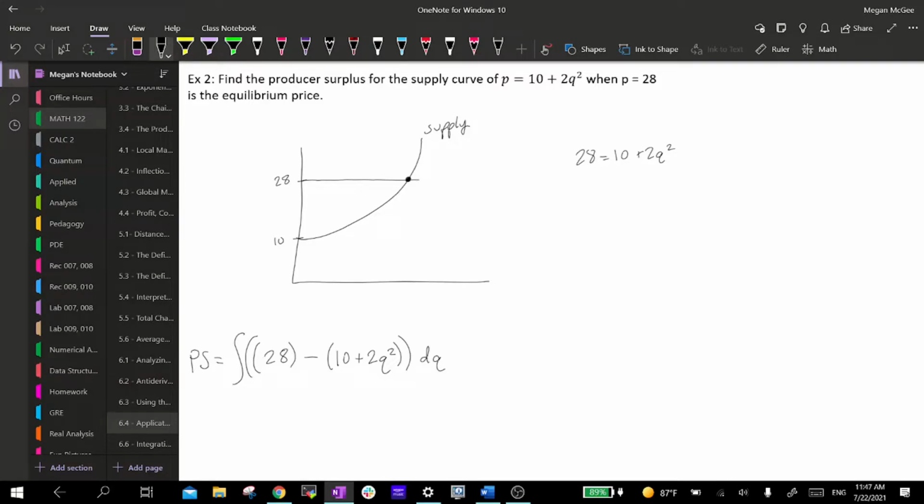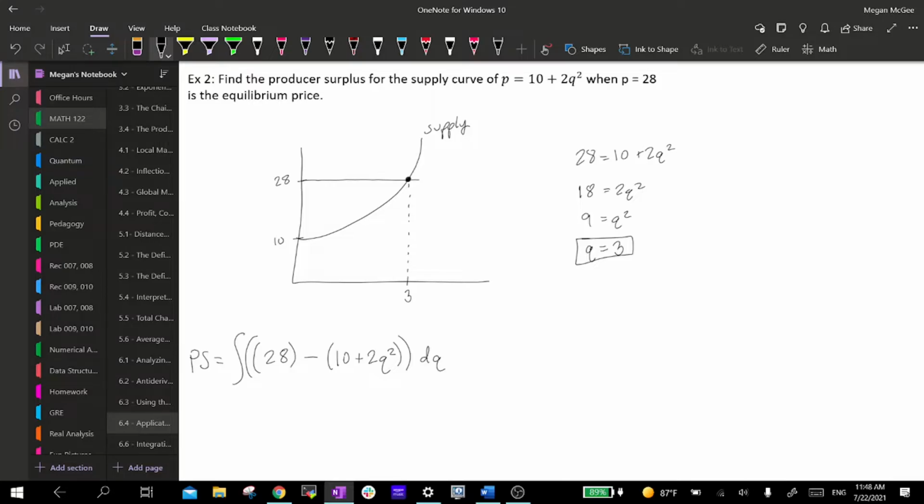So now we just need to solve for q, so we'll subtract 10, and we'll get 18 is equal to 2q squared. Divided by 2 will give us 9 is equal to q squared. And so then we get q is equal to, again, positive or negative 3. We're going to choose positive because negative in a quantity does not make sense. All right, so q is equal to 3, and this is our equilibrium quantity.